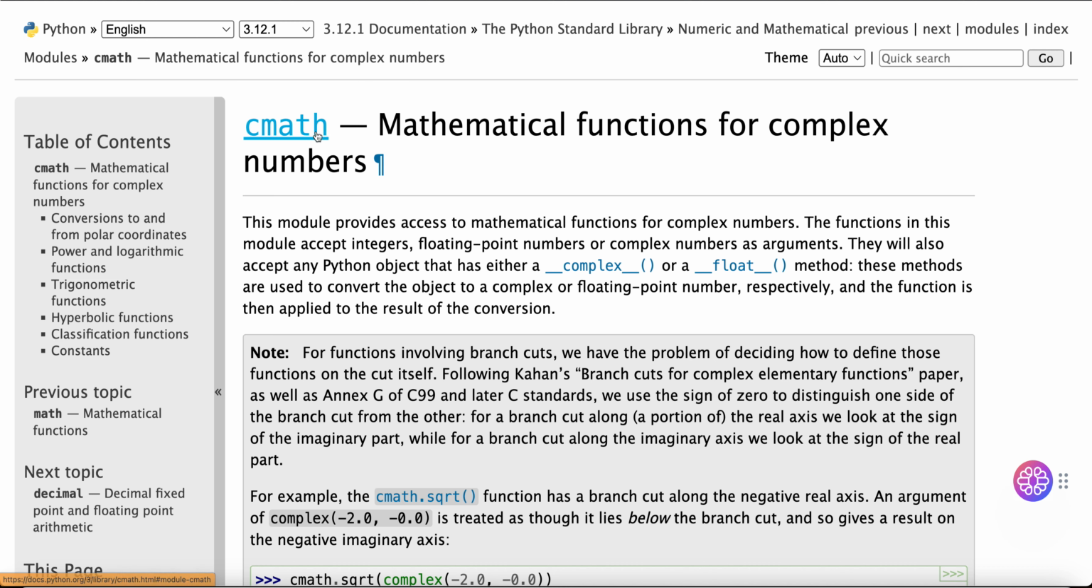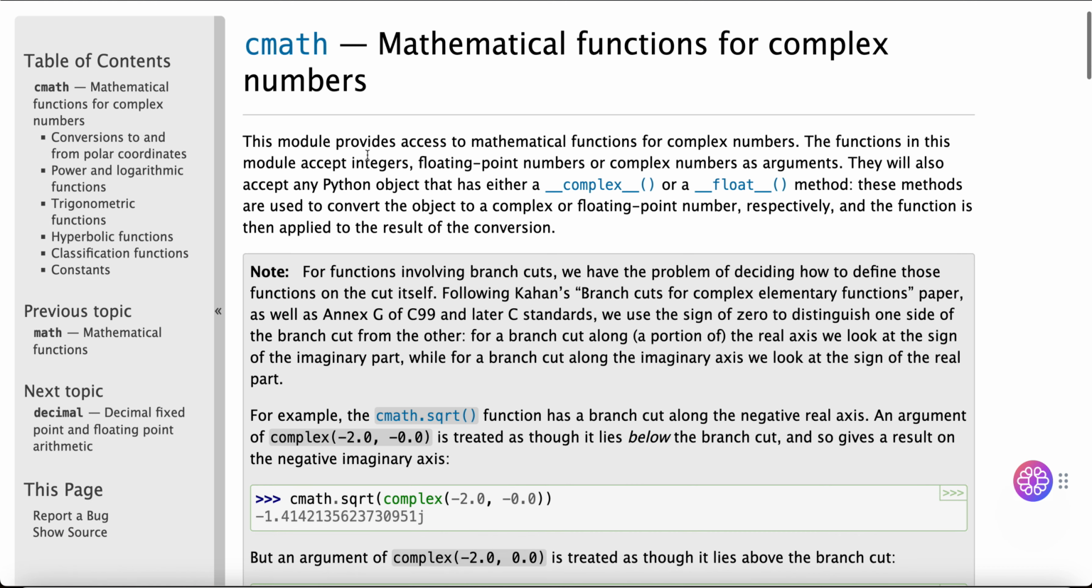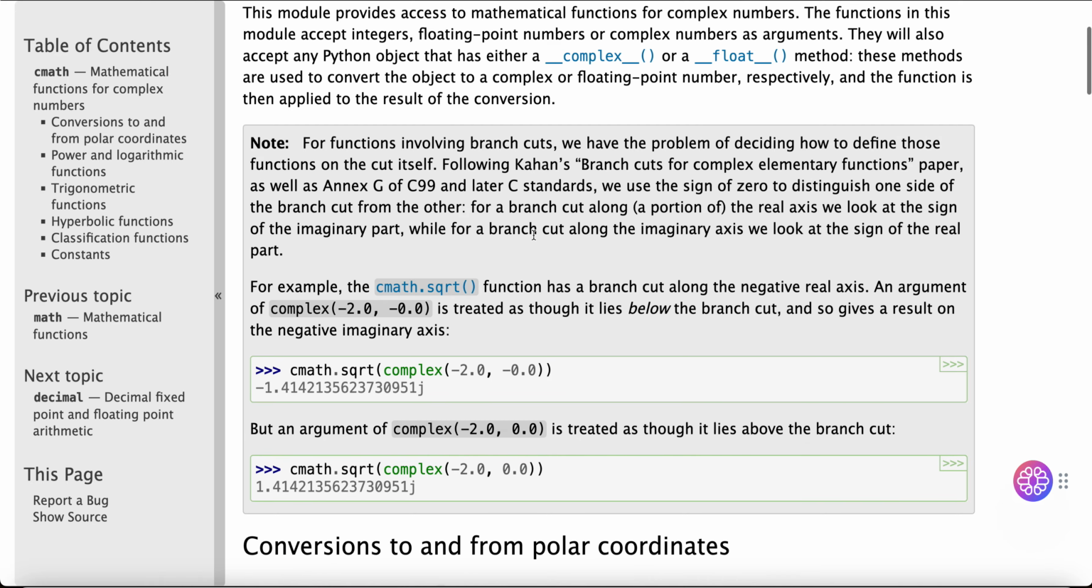Numbers for complex numbers: the cmath module. This module provides access to mathematical functions for complex numbers. The functions in this module accept integers, floating point numbers, or complex numbers as arguments. They will also accept any Python object that has either a __complex__ or __float__ method. These methods are used to convert the object to a complex or floating point number respectively, and the function is then applied to the result of the conversion.